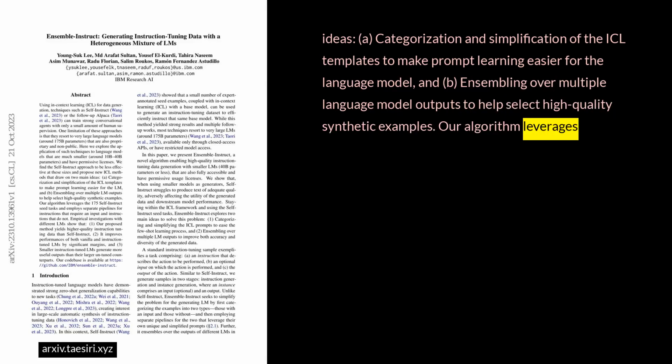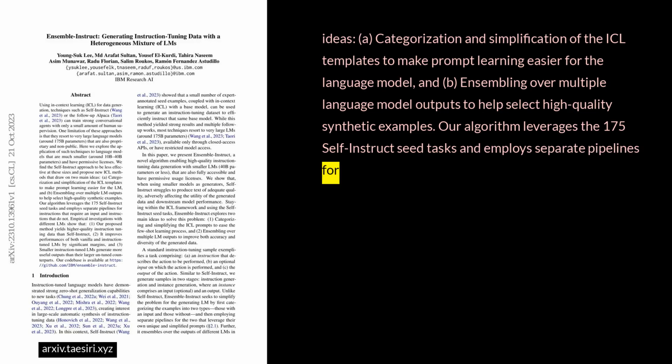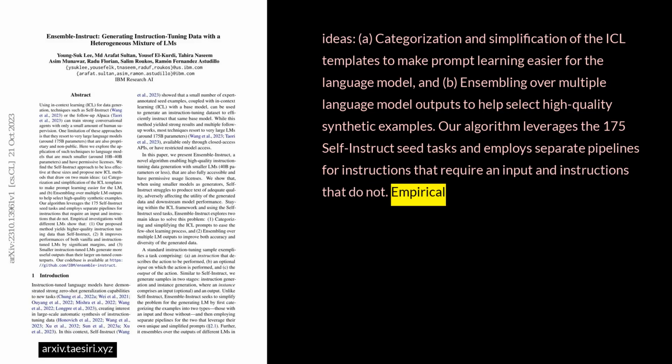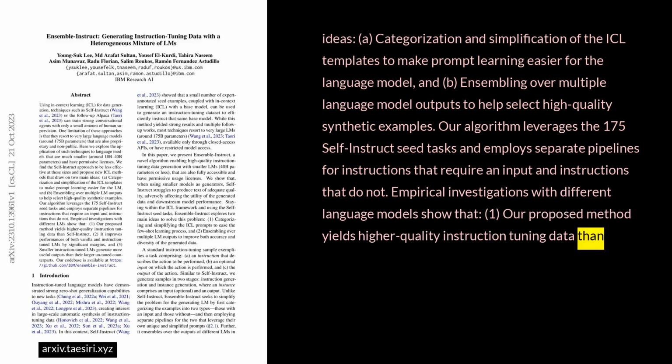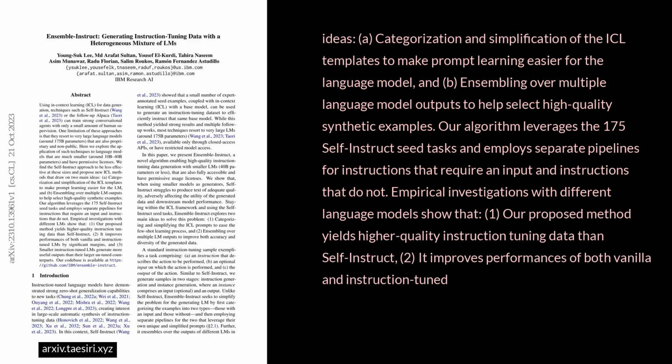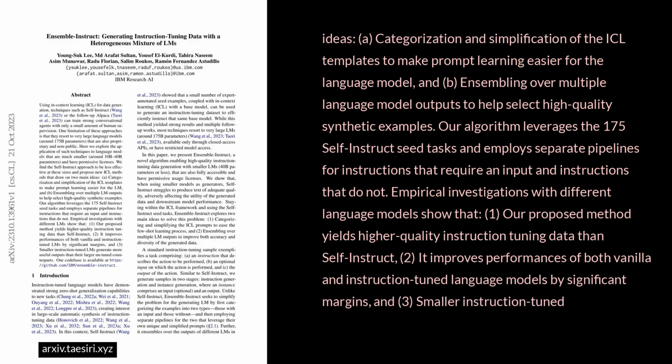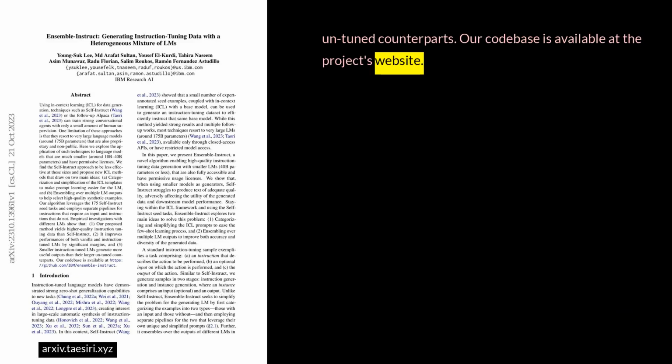Our algorithm leverages the 175 Self-Instruct seed tasks and employs separate pipelines for instructions that require an input and instructions that do not. Empirical investigations with different language models show that 1. Our proposed method yields higher quality instruction tuning data than Self-Instruct. 2. It improves performances of both vanilla and instruction-tuned language models by significant margins. And 3. Smaller instruction-tuned language models generate more useful outputs than their larger untuned counterparts. Our codebase is available at the project's website.